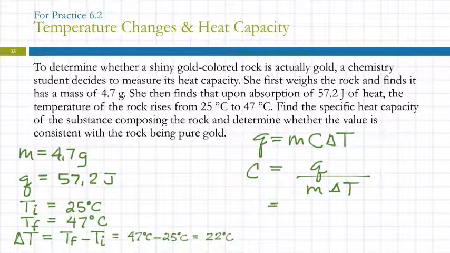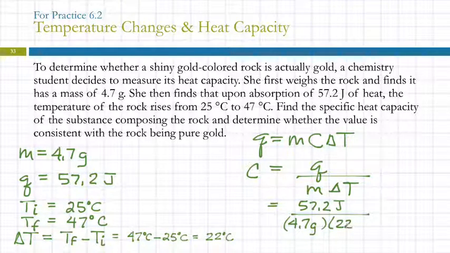So Q was 57.2 joules, divided by the mass, 4.7 grams, and divided by the change in temperature, 22 degrees Celsius. So 57.2 divided by 4.7 divided by 22 equals 0.55. Some of our numbers only have two significant figures, so we'll round that. And we're going to get 0.55.